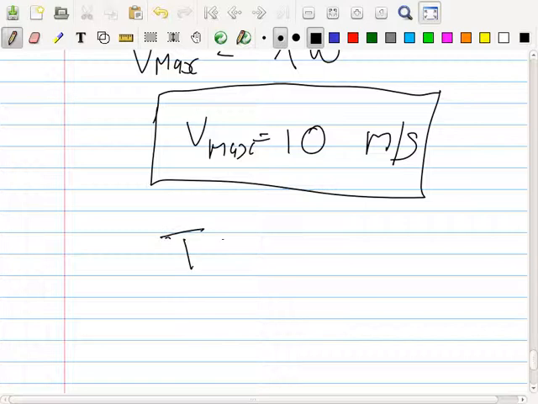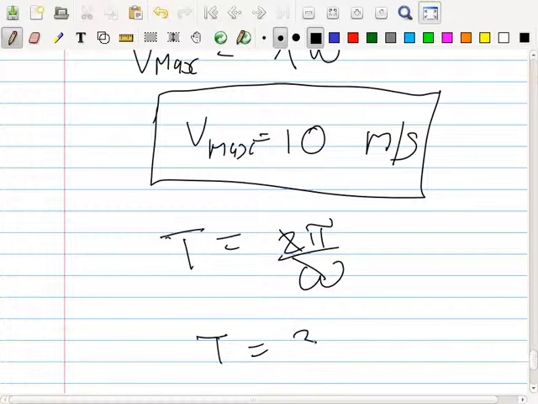What else do I need? The time. T equals, what's the formula? 2 pi over omega. What's the omega here? 2. So they cancel. So T equals 3.14 seconds.